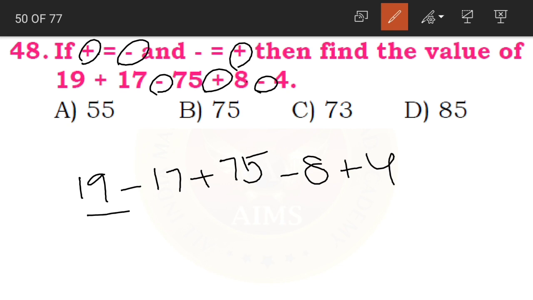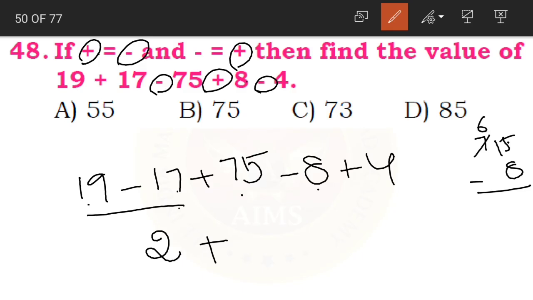You can subtract these two. 19 minus 17 is 2, plus now 75 minus 8. What is 75 minus 8? We need to borrow. Yes, 5 minus 8 is not possible, so we need to borrow. 15 minus 8 is 7 and 6. So 67, lastly plus 4.